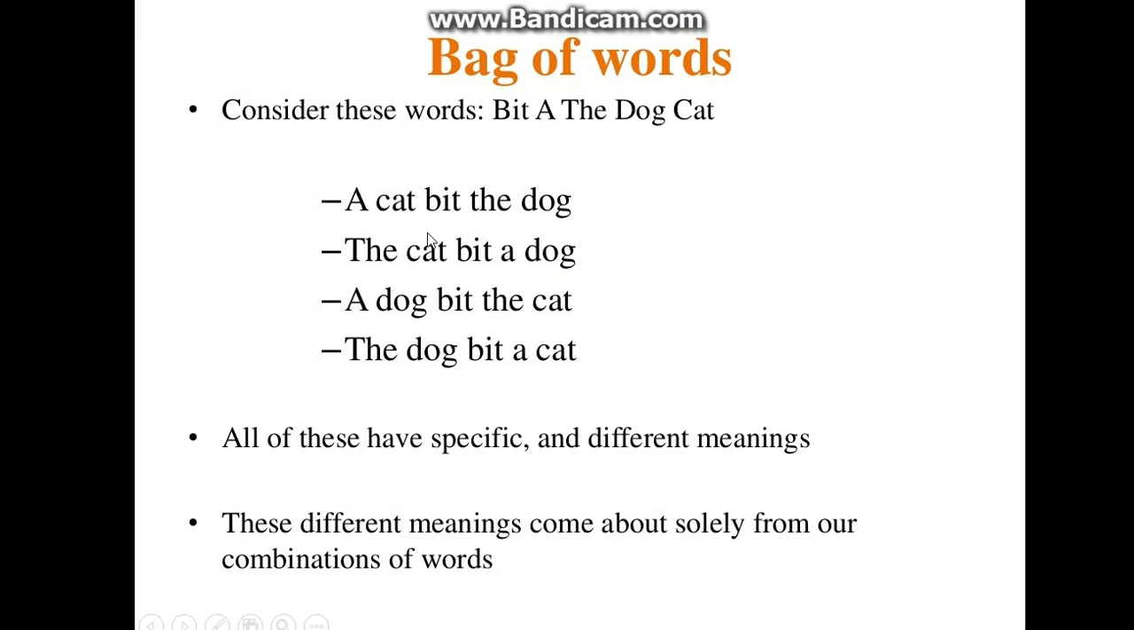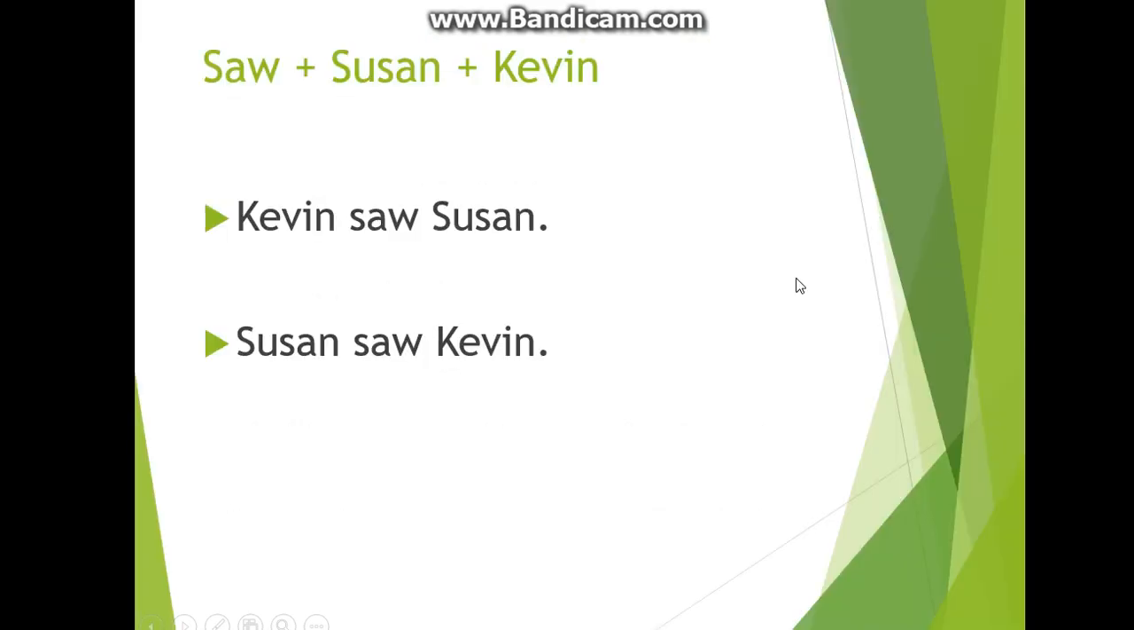A cat bit the dog. The cat bit a dog. A dog bit the cat. The dog bit a cat. They are organized in different ways and they have different meanings. And these different meanings come about solely from our combinations of words. And this is basically what syntax studies. Okay?